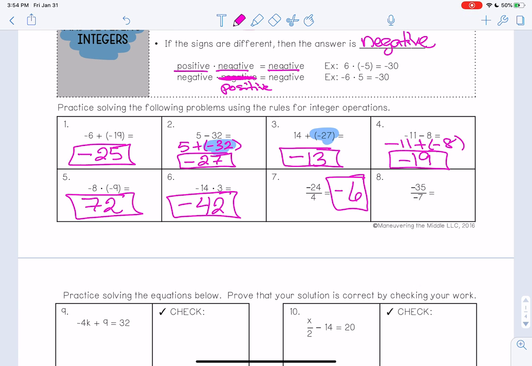They both like the same music. They're both negative, so they're going to be happy. The answer is going to be positive. And 35 divided by 7 is 5. Okay, if you got those right, go ahead and pat yourself on the back.